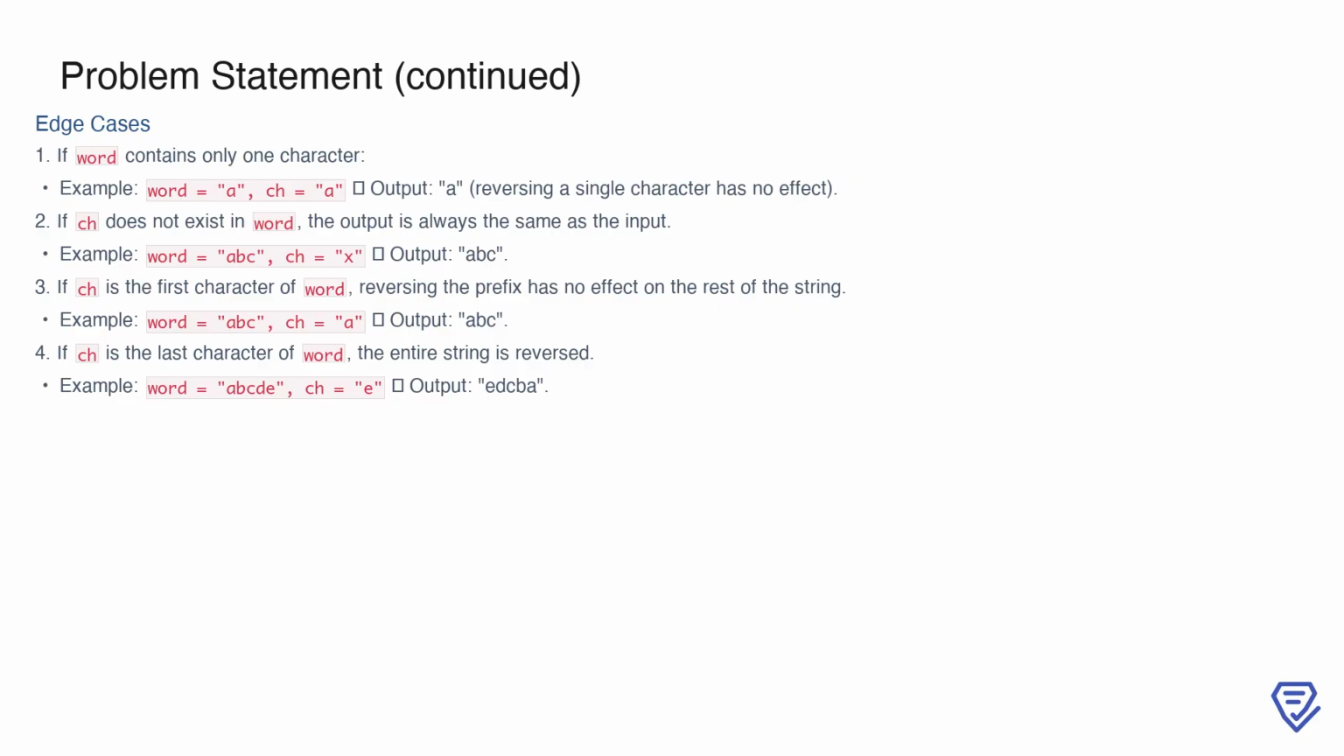On the other hand, if ch is the last character, such as word equals abcde and ch equals e, the entire string is reversed, resulting in edcba. These edge cases help clarify how the function should behave under different conditions.